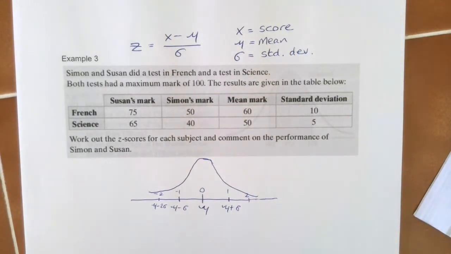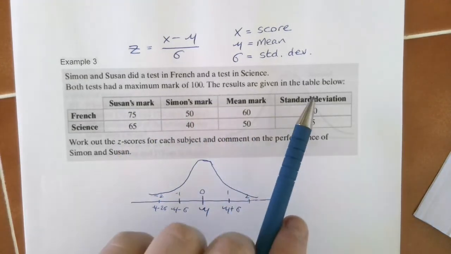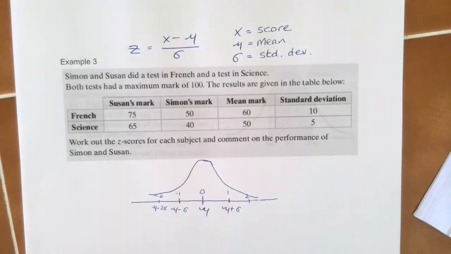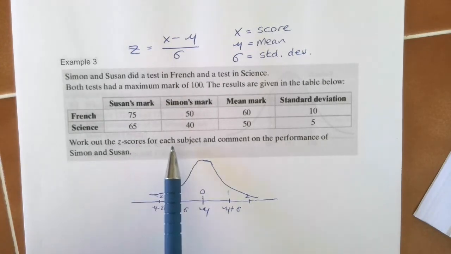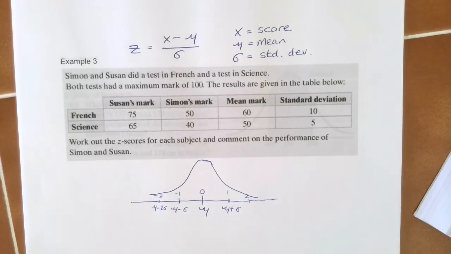Simon and Susan did a test in French and a test in science. Both tests had a maximum mark of 100. The results are given in the table below. You can see Susan's mark, Simon's mark, the mean mark, and also the standard deviation. So what we're able to do from that is work out the z-scores. It says work out the z-scores for each subject and comment on the performance of Simon and Susan.